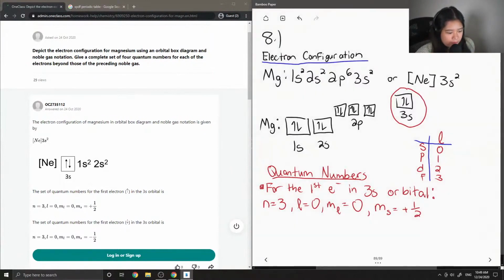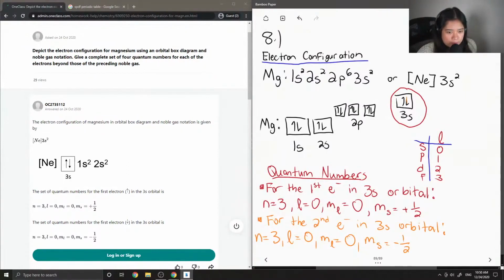And now I can do the same thing for the second electron in the 3s orbital. So it has the same n equals 3, l is still equal to 0, ml is still equal to 0, but this time its spin is pointing down, so it will be negative half. So this is that electron, and the one pointing up is the red.